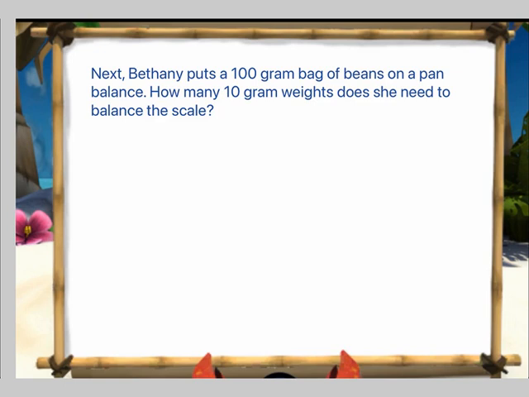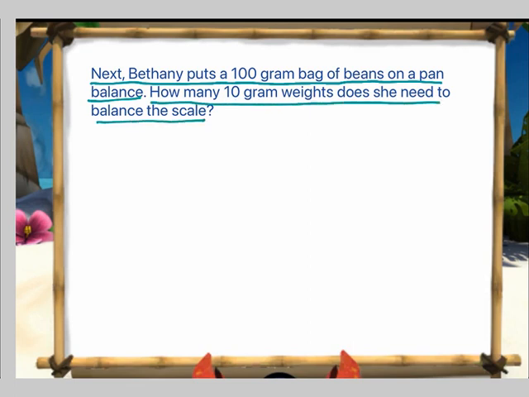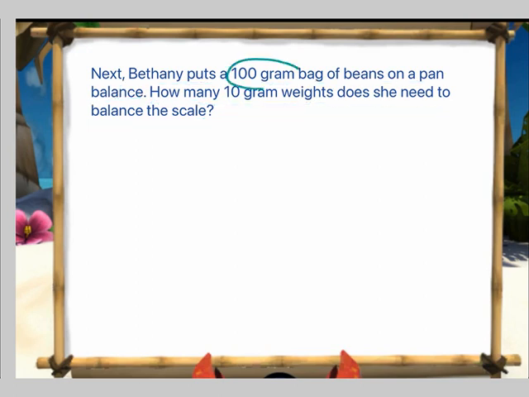The next question is, what is Bethany doing next? Bethany puts a 100 gram bag of beans on a pan balance. How many 10 gram weights does she need to balance the scale? That is what we have to find. She is putting a 100 gram bag of beans on a pan balance. We have to see how many 10 gram weights she needs to balance the 100 grams. Let's move on to the solution of the problem.